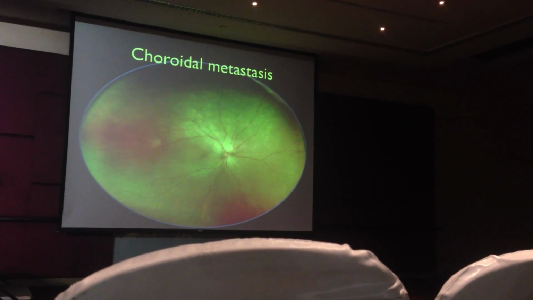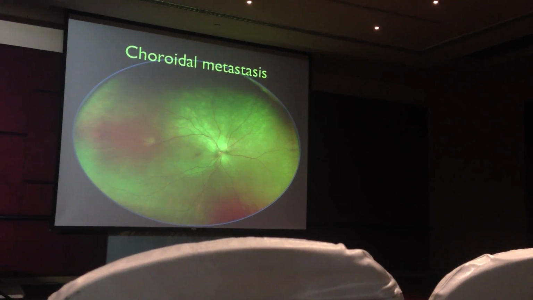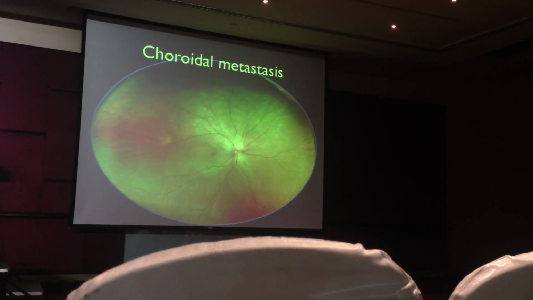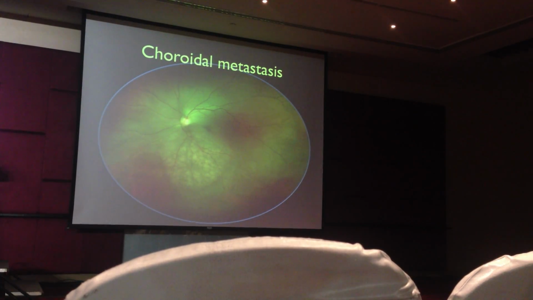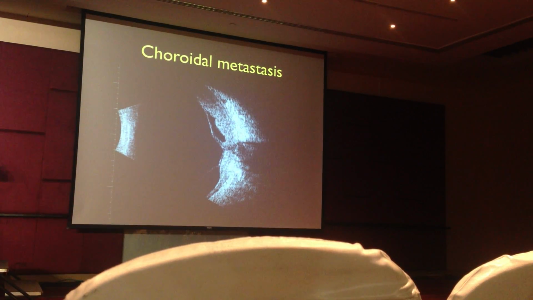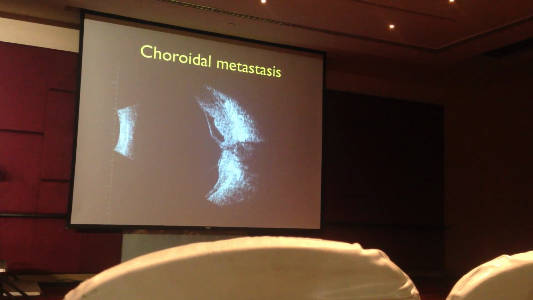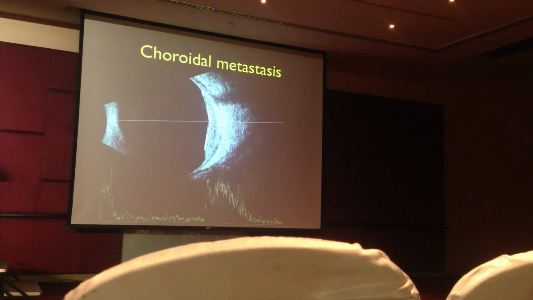Choroidal metastasis is the next most common tumor that we found. If the patient comes with bilateral tumors, it's very easy to diagnose. But sometimes, if the patient comes with only a unilateral tumor, it may be difficult. On ultrasound, you may see a pancake or platter shape of the tumor with variable internal reflectivity inside the tumor.